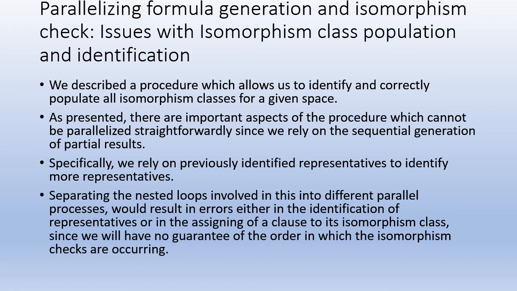We presented a procedure which allows us to identify and correctly populate all isomorphism classes for a given space. As presented, there are important aspects of the procedure which cannot be parallelized straightforwardly since we rely on the sequential generation of partial results. Specifically, we rely on previously identified representatives to identify more representatives. Separating the nested loops involved in this into different parallel processes would result in errors either in the identification of representatives or in the assigning of a class to its isomorphism class, since we will have no guarantee of the order in which the isomorphism checks are occurring.